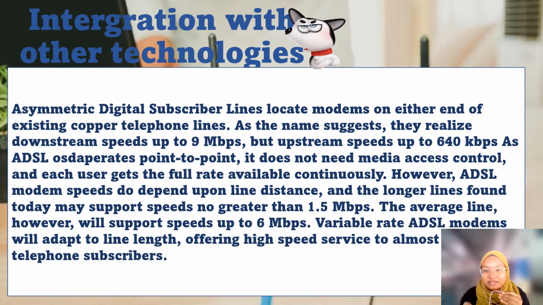As ADSL is separate point to point, it does not need media access control and each user gets the full rate available continuously. However, ADSL modem speeds do depend upon line distance and the longer lines found today may support speeds no greater than 1.5 Mbps. The average line, however, will support speeds up to 6 Mbps. A variable rate ADSL modem will adapt to line length, offering high speed service to almost all telephone subscribers.